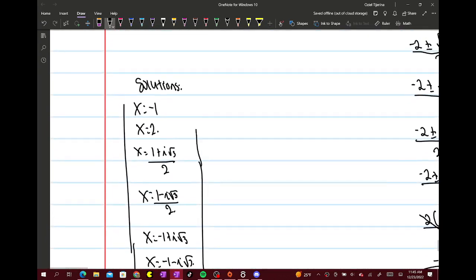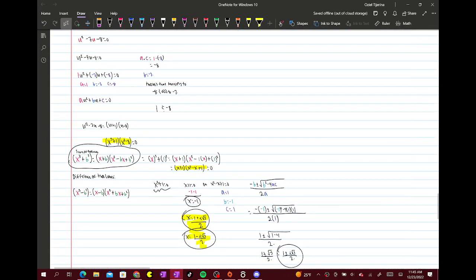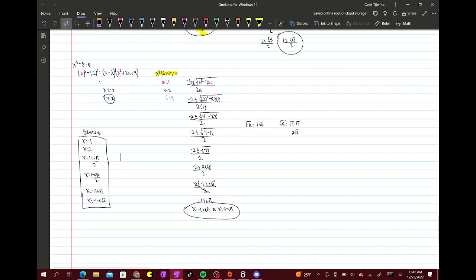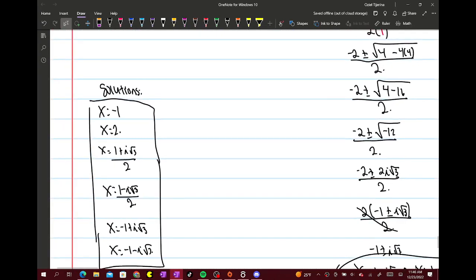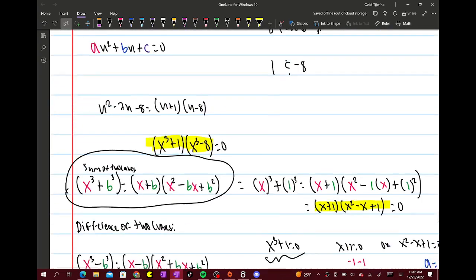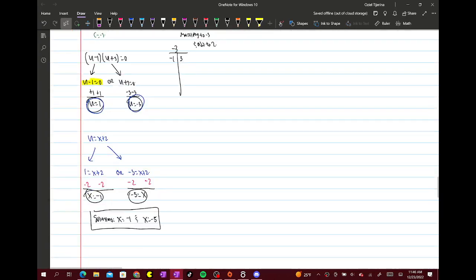If they're just asking for the x-intercepts, for just real numbers, it would be just x equals negative 1 and x equals 2. But when they ask for all solutions, there are really 6 of them, because it has a degree of 6. So that is how you do that problem, guys.